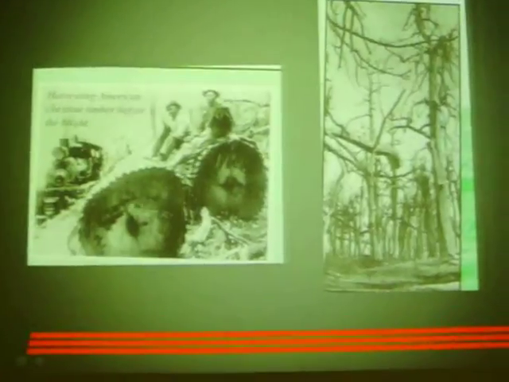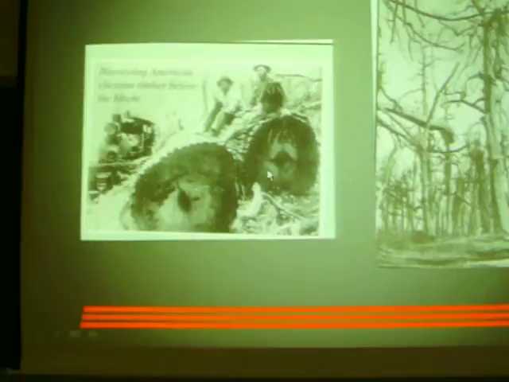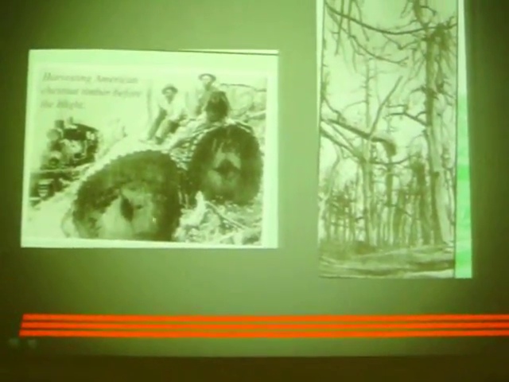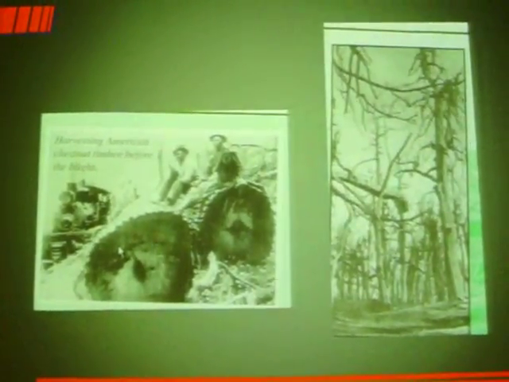So here's a couple chestnut logs that people were sitting on at one point. You can see how big they are in comparison to some of the trees we have nowadays. You won't find a chestnut tree over probably maybe 16 inches, and at that point it's probably going to have the blight.